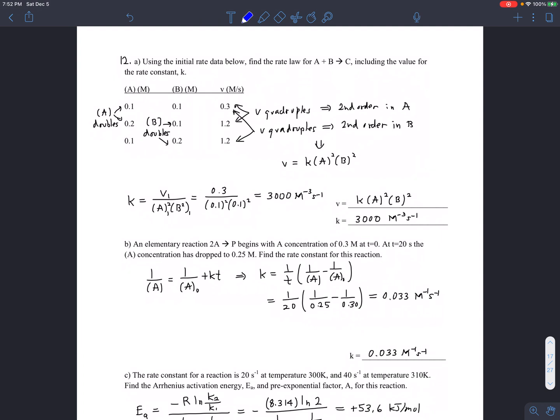It's, again, a little bit of an anthology of different problems, short problems. First one says, using the initial rate data below, here's a table of initial rate data, find the rate law for A plus B goes to C, including the value for the rate constant. So it's a standard problem. You've got 3 values for A and B and velocities for each of those cases. In the first case, A doubles, but B stays the same, and so look what happens when A doubles.